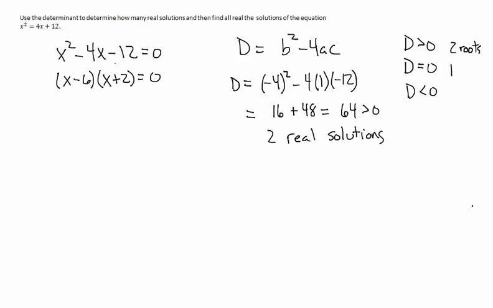to 0. Remember that the two constants need to multiply together to give us the outside number, and they need to add together to give us the b term, which was negative 4. And negative 6 plus 2 gives us negative 4. Negative 6 times 2 gives us negative 12. So x is equal to 6, and x is equal to negative 2. And we're going to get a review of the quadratic formula in a later example.